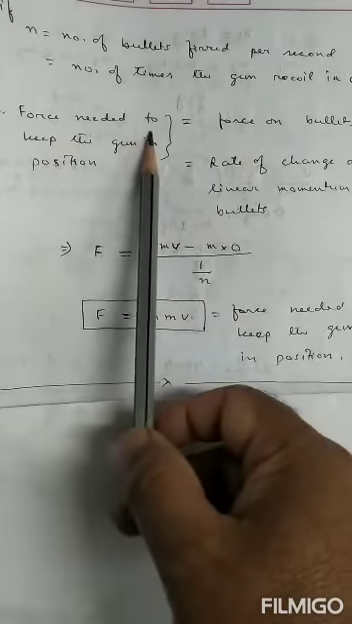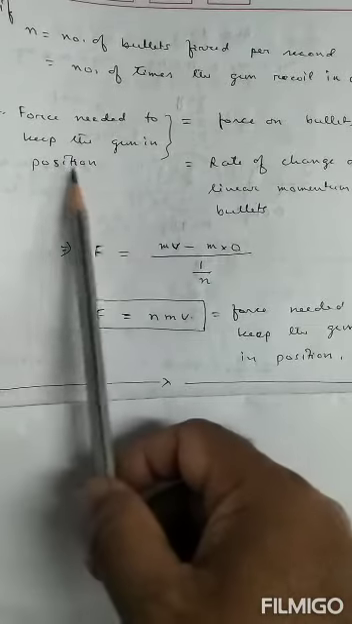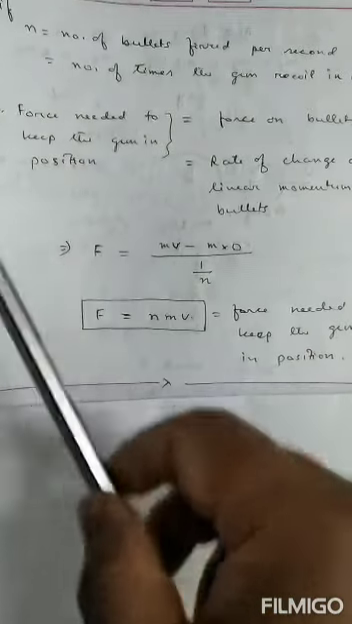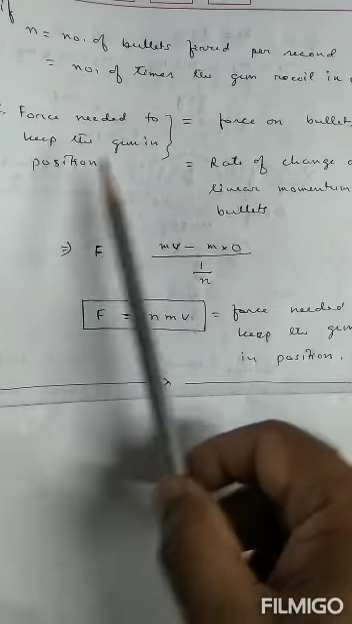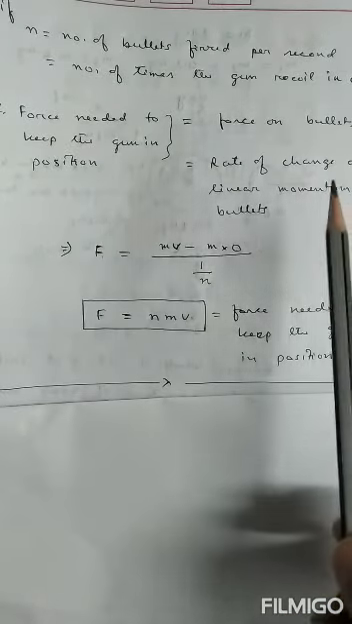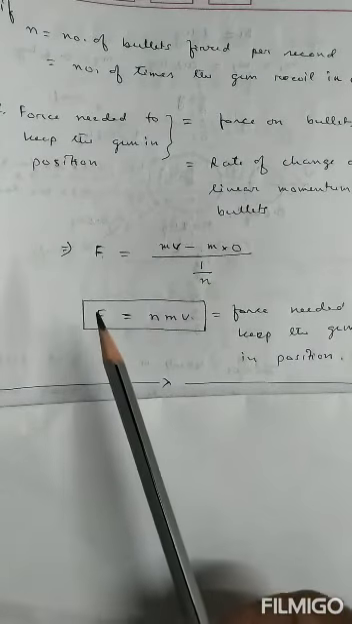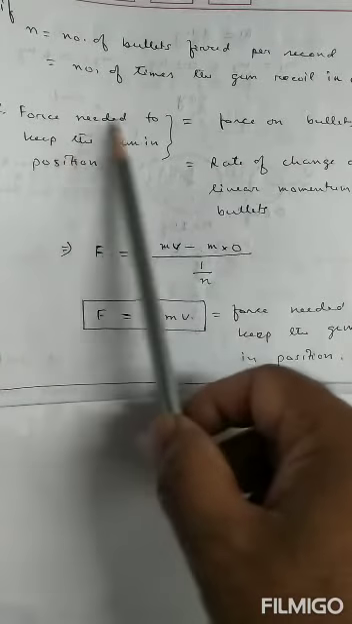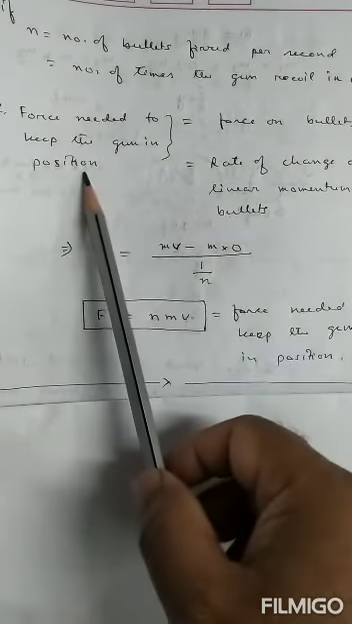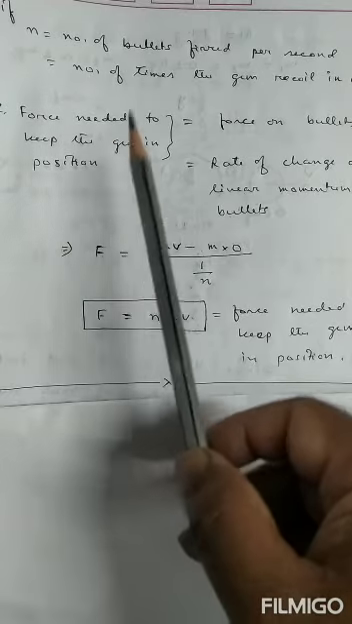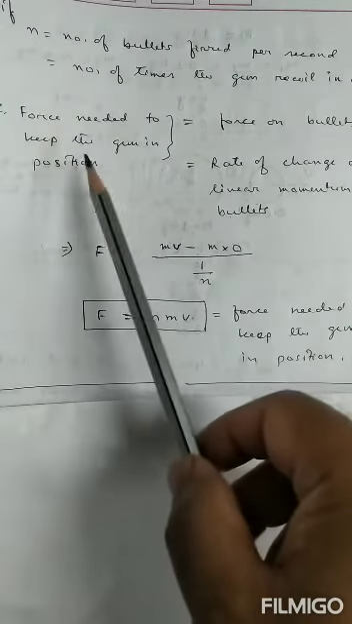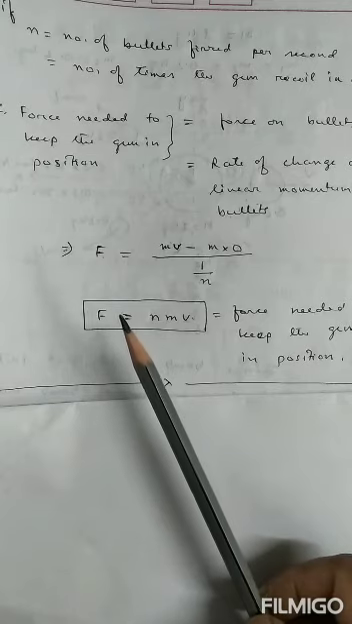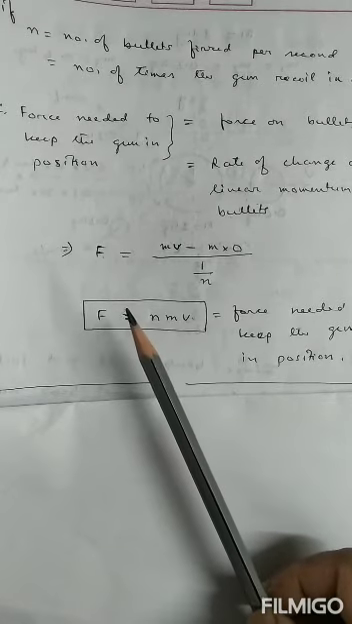Therefore, the force needed to keep the gun in position is equal to the force on the gun. The force on the gun is equal to the force on the bullet, according to Newton's third law.